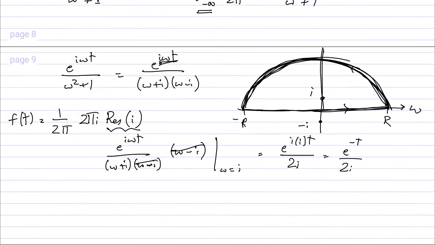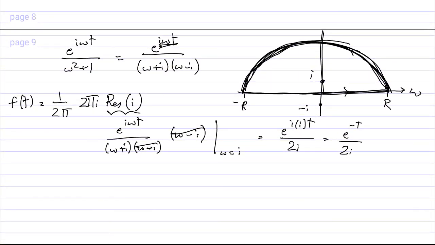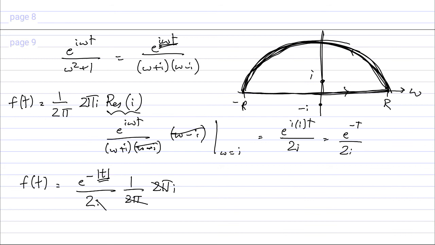Combine them together and you'd find that f of t is essentially given by e raised to the power minus absolute value of t, divided by 2i, times 1 over 2 pi i. This absolute value just allows me to combine both cases into one equation. 2 pi cancels, i cancels, so this is just half of e raised to minus mod t. That's what I have.